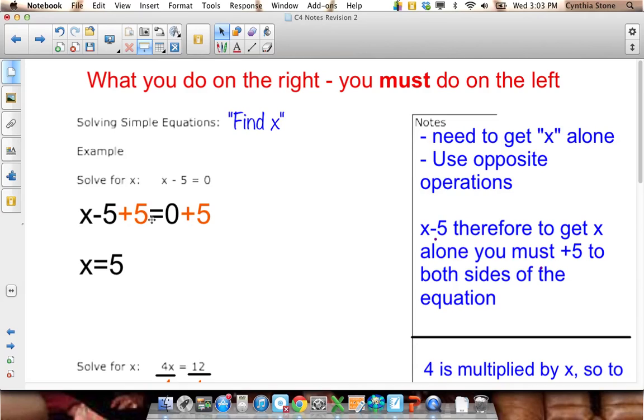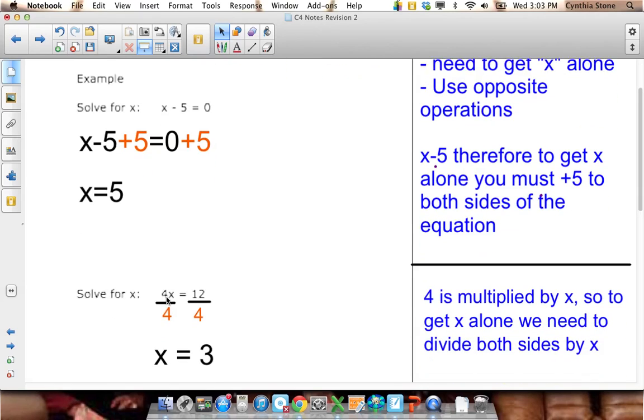And so x minus 5 plus 5 is just x plus 0, or just x, right? Minus 5 plus 5 is 0. And on this side, 0 plus 5 is just 5. Now I have my solution. Okay? Let's look at a different example, another simple equation.